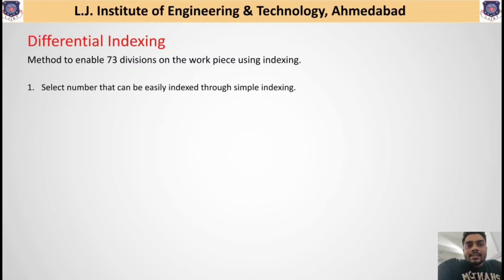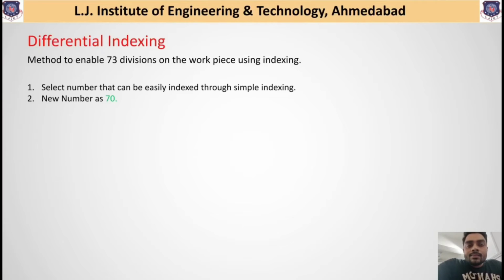So for 73, the nearest number, if we select a multiple of 10, is 70. So the new number that is selected is 70.